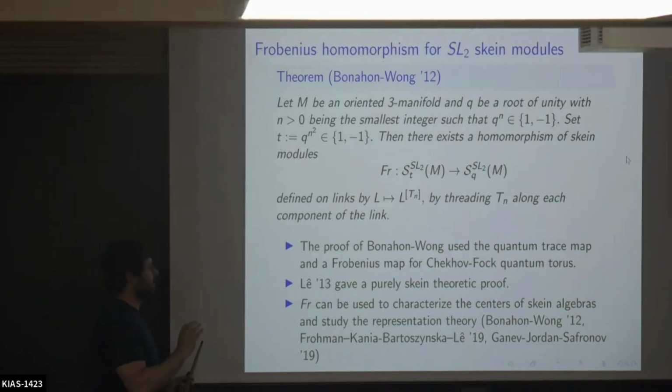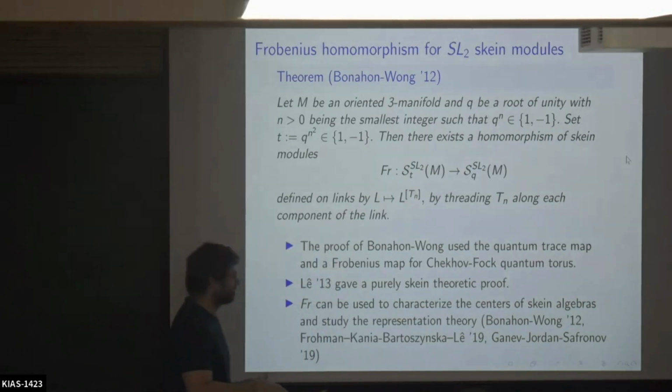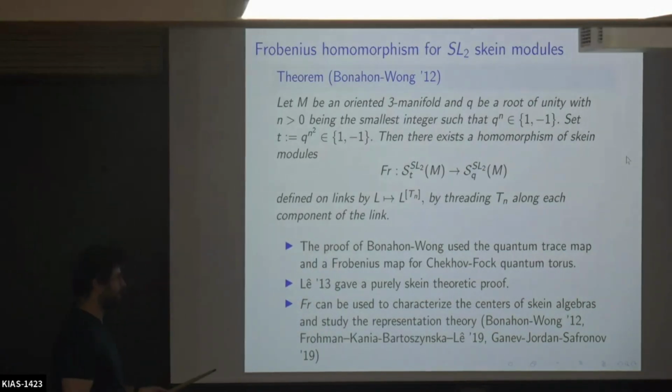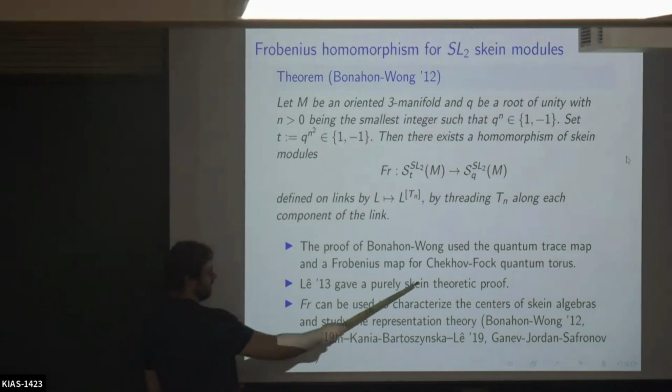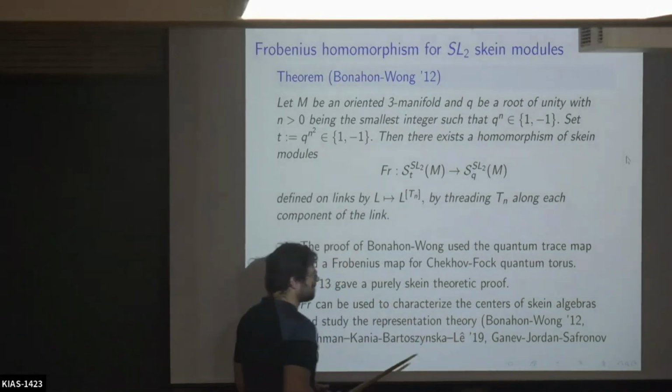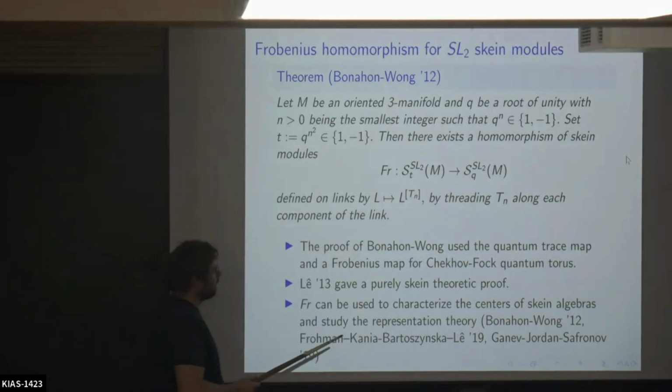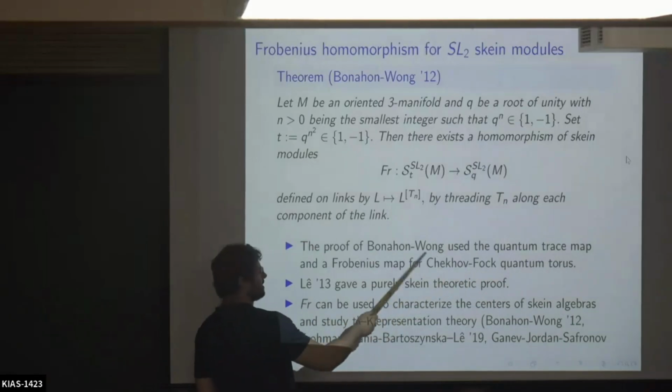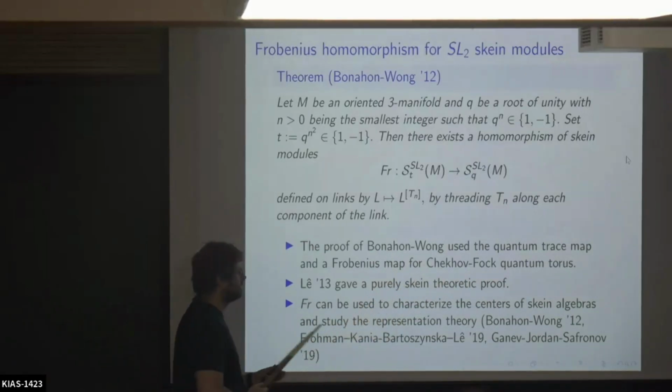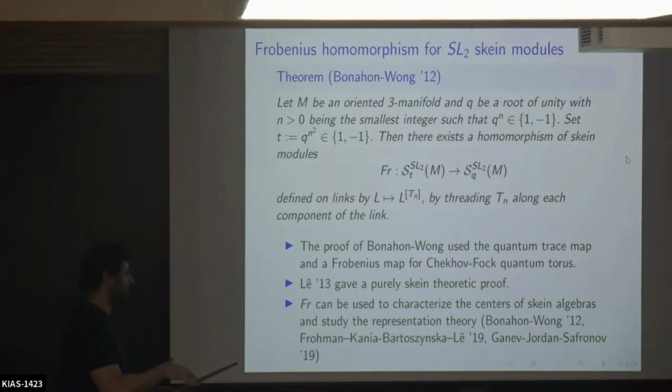And so the original proof of Bonahon-Wong that this respects both of the Skein relations used something called the quantum trace map for surfaces, where you can embed the Skein algebra of a punctured surface into a quantum torus, which is an algebraically simpler thing with Q-commuting Laurent variables. And over there, there's the easy Frobenius map where you just raise the variables to the nth power. And so they show that that pretty much induces a homomorphism on the original Skein algebra. And then you can get from the Skein algebra of surfaces to Skein modules of 3-manifolds without much work.